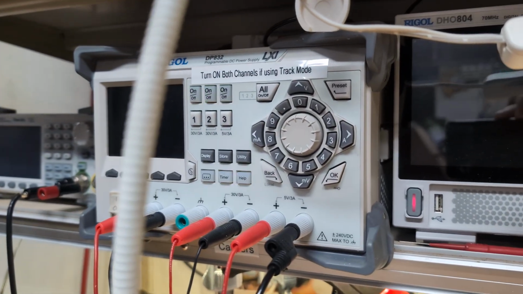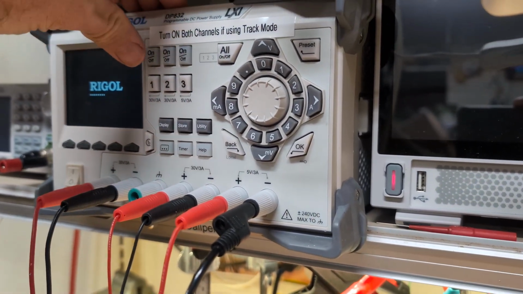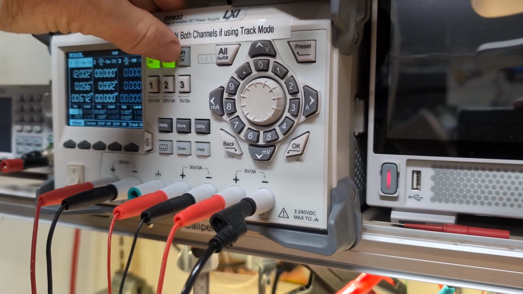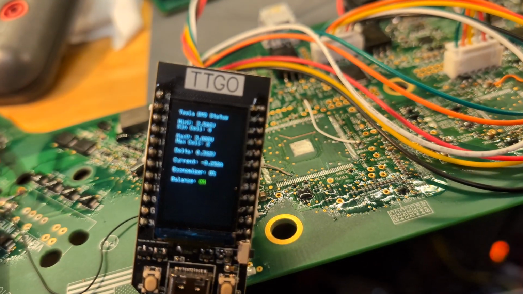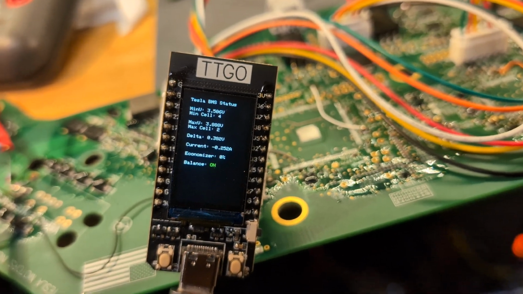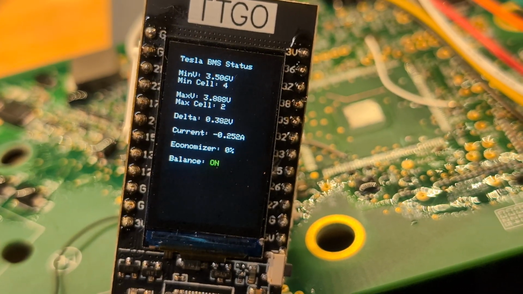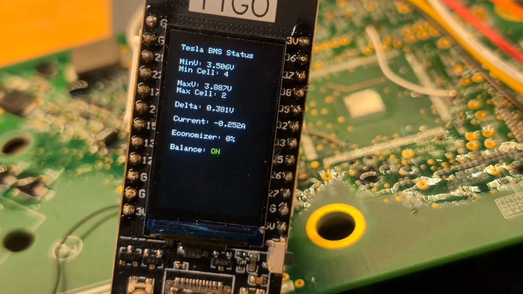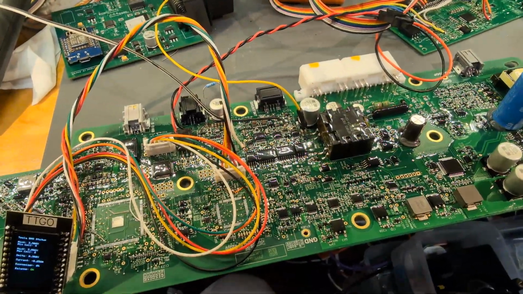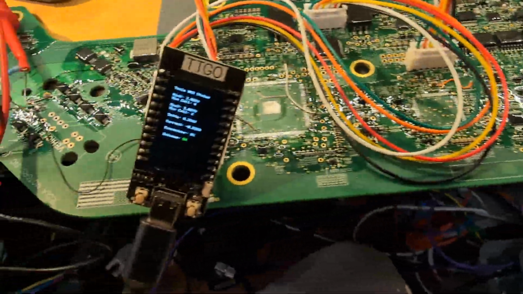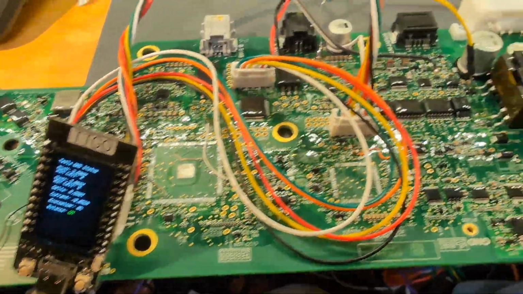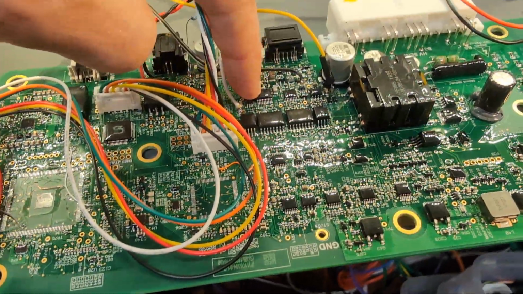Okay, and if you turn on the power supply, there we go. We got cell voltages. 3.5, 3.88, delta 3.82 volts, and actually current, which is being read. Let's put them back at one. It's being read by this CS chip right here.